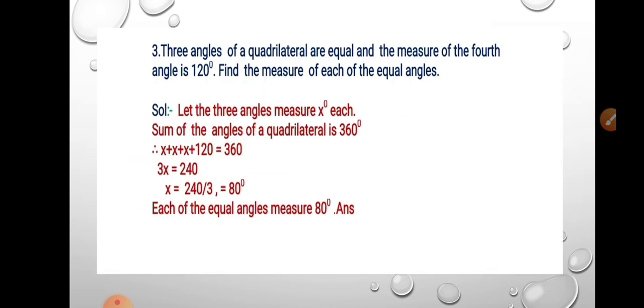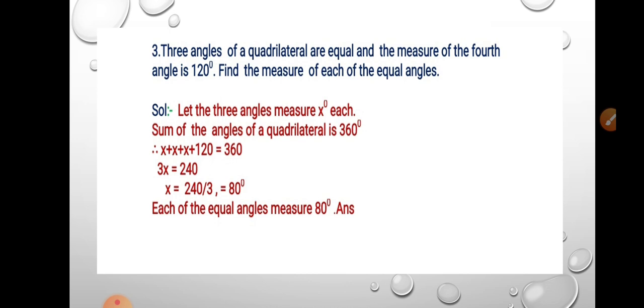Now next: three angles of a quadrilateral are equal. That means in a quadrilateral, three angles are equal, and the measure of the fourth angle is 120 degrees. You have to find the measure of each of the equal angles. So here we let the three equal angles be x degrees, because all three angles are equal.